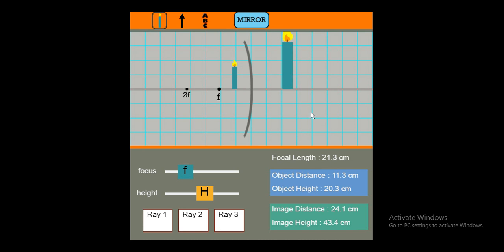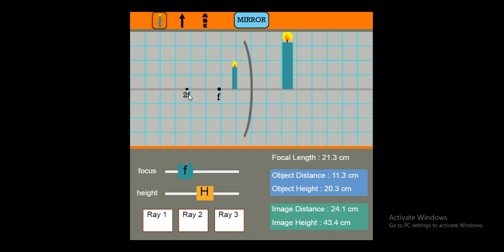To make it easy for your study in this lesson, we use this simulator for this demonstration. Now, according to that, this is the first one, the concave mirror. Then we get the candle as the object. Then here it mentions f and 2f. F means the focal point; the distance given here is the focal length.